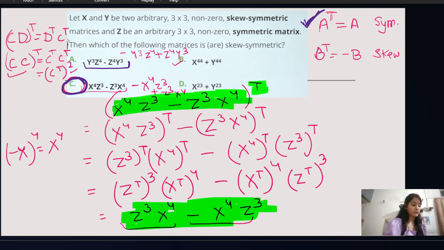You can see the negative of x4 z3, this is the negative, and the minus minus plus here. Negative of this one is plus. Okay, so write it down here in the notebook. I am going to erase. Let's check option D.